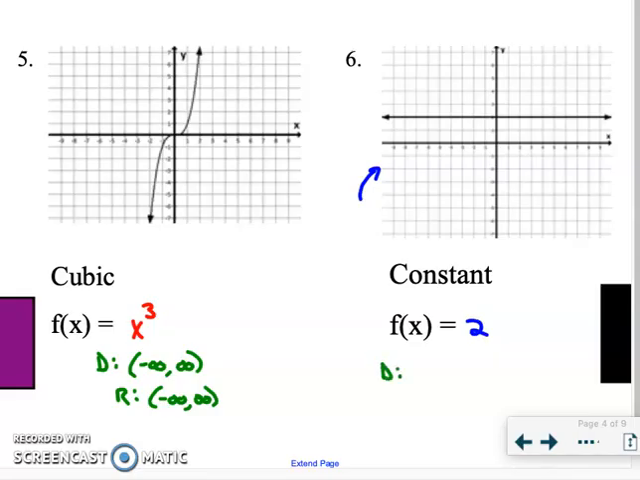The domain in this case, again, is all real numbers. You put anything you want in place for x, it's not going to change anything, and there's nowhere to literally replace the x. The range, on the other hand, in this case, 2 is the only output that you're ever going to obtain. So it's not saying from 2 to something else. It's just 2. That's it.